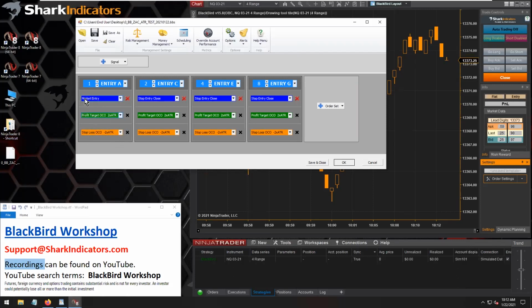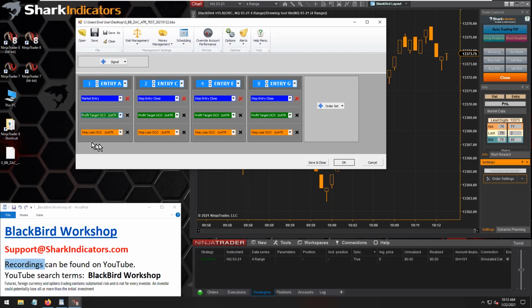Once your entry order is filled, then you have the profit target and stop loss, which are submitted with that entry order. That's why these are all called an order set here. Okay, so that's just some basics. This question gets into the technical capabilities of BlackBird, so I am going to try and take some time to explain this.